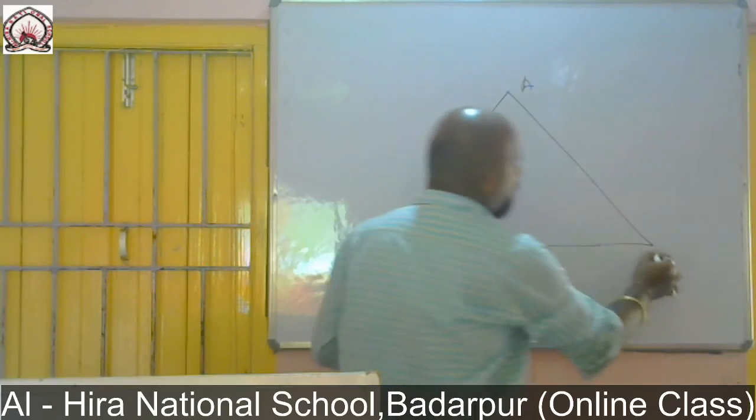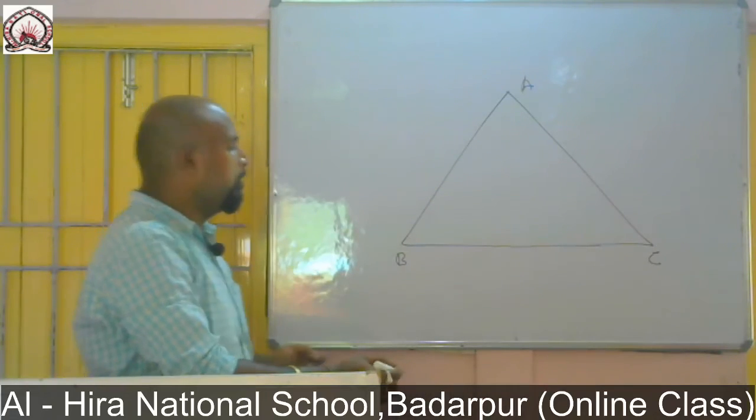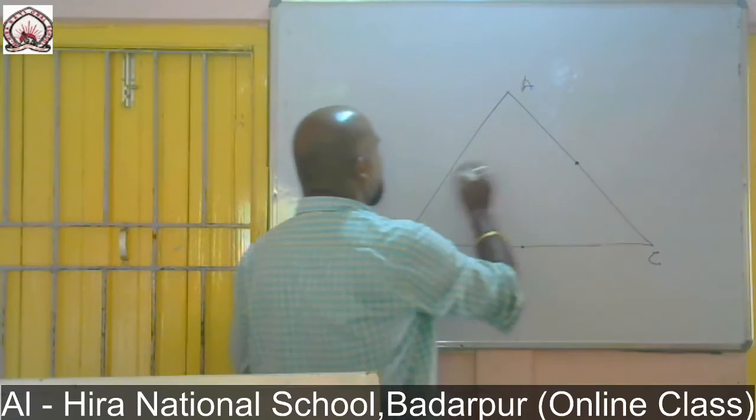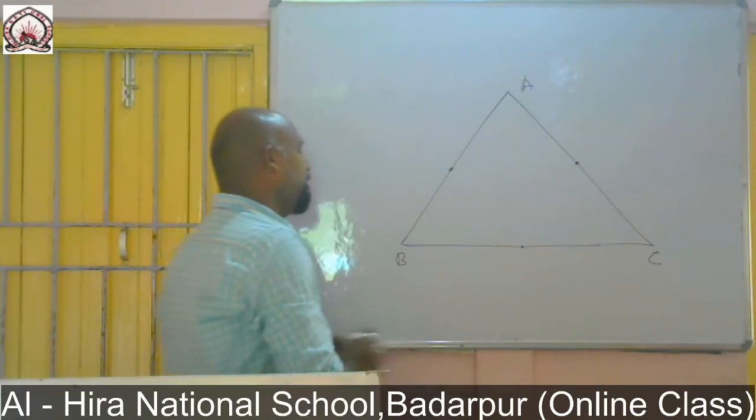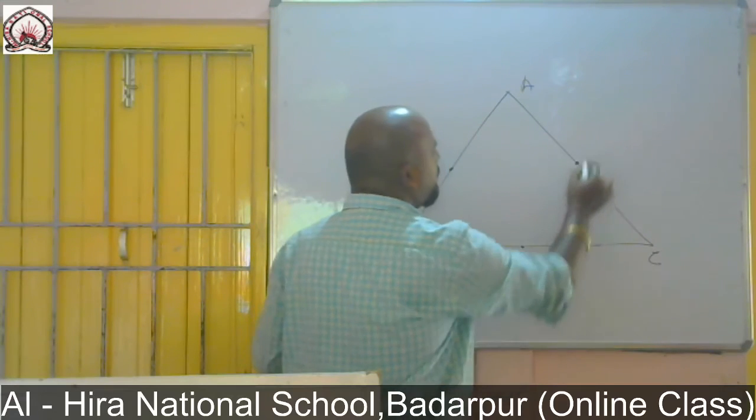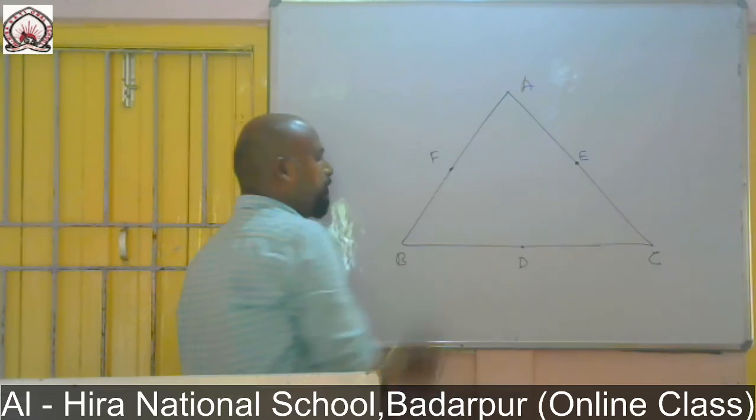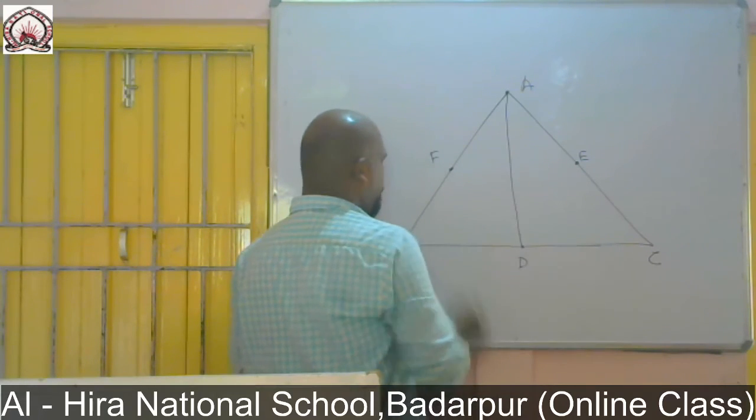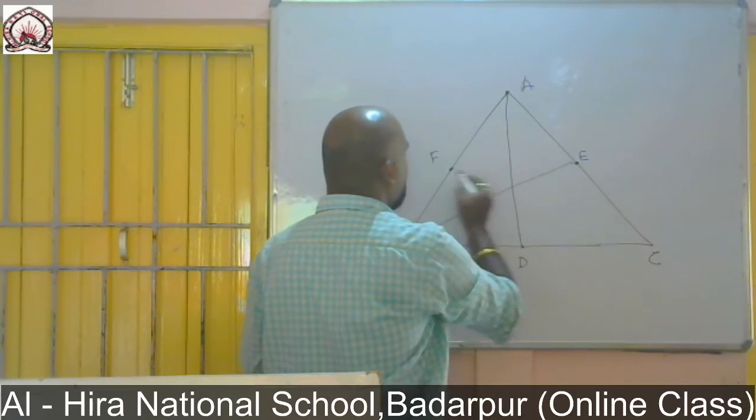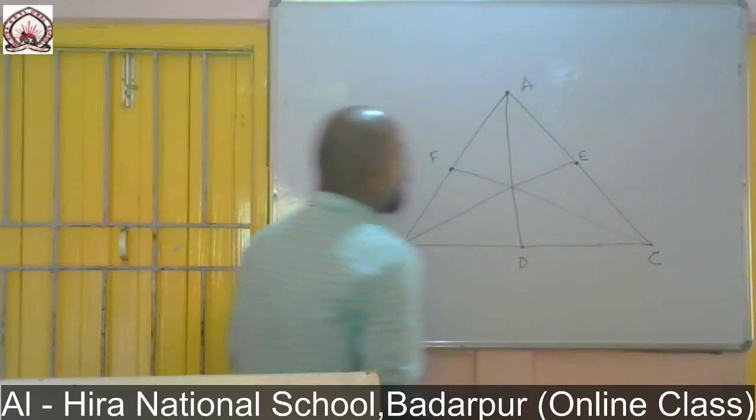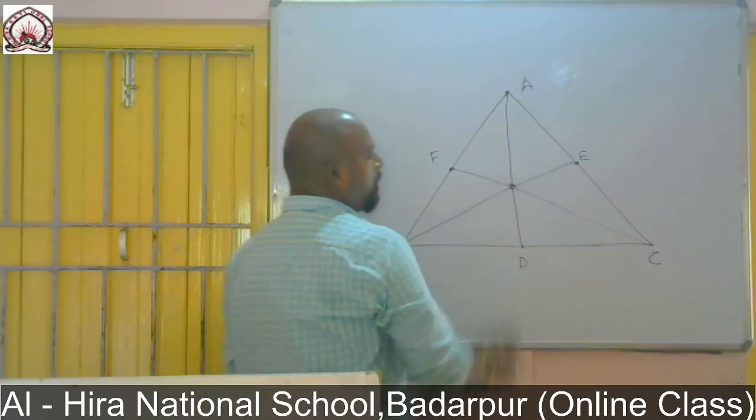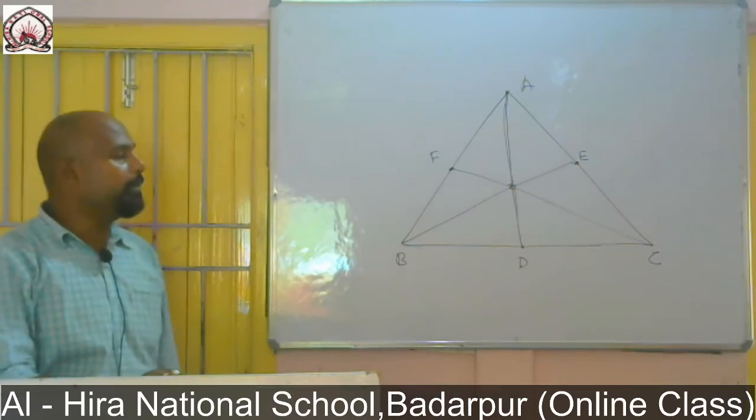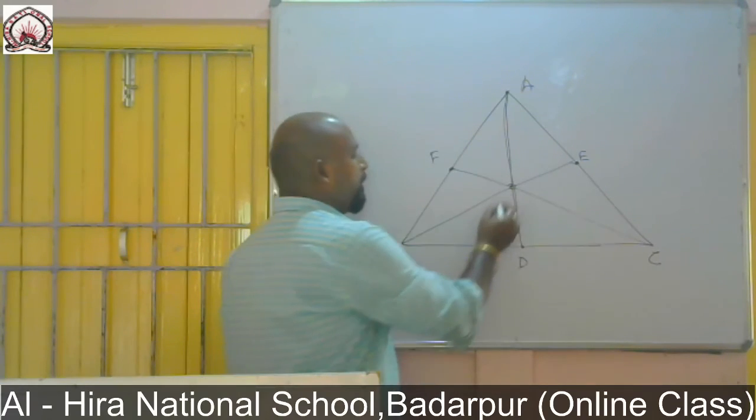Let us consider the triangle ABC. Now let us consider this is the midpoint of BC, this is the midpoint of AC, and this is the midpoint of AB. Let us consider this point is D, this one is E, and this one is F. Now join this line from this vertex to the opposite side. Now this forms the centroid.